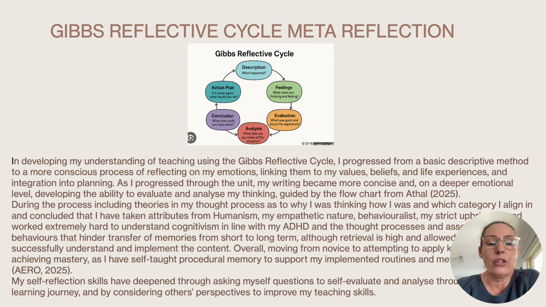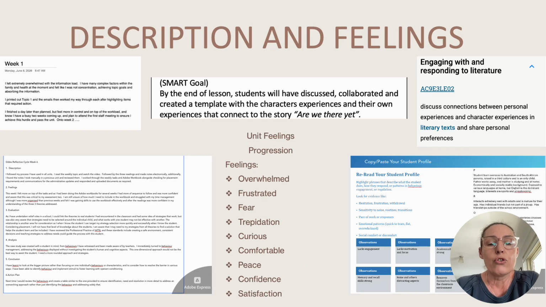The Gibbs reflective cycle meta-reflection. I've given an overall view of, at the beginning, the first several weeks, I was extremely busy in my personal life and didn't have time to put in the amount of effort that was required. So it was very basic. It was just descriptions and feelings. And as time progressed, I did use the cycle to evaluate, analyse and conclude and implement action plans with the SMART goals. The descriptions and feelings, I used the Gibbs reflective cycle to develop them significantly throughout the unit.